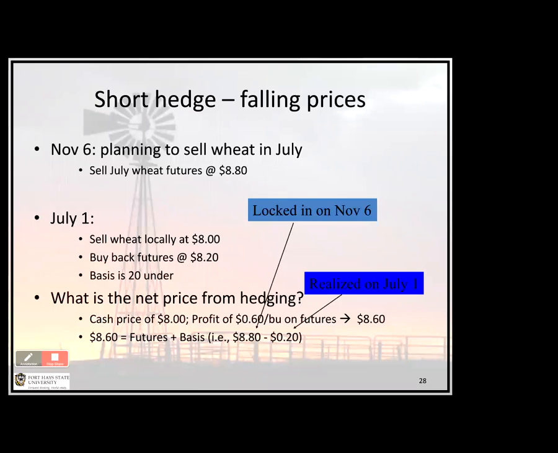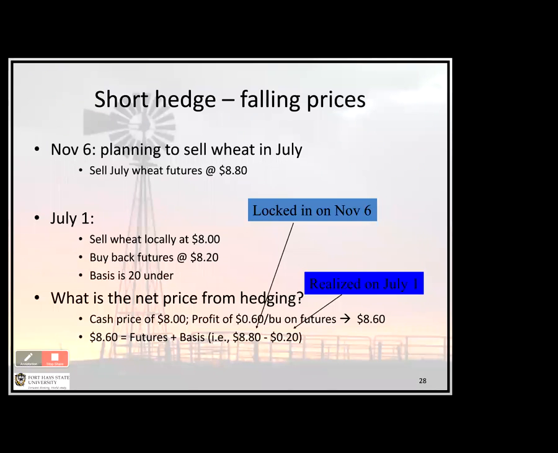Yes, we need to grow the wheat too, kind of ignoring that fact. We can talk about insurance and things like that, so let's ignore that. But once we lock this price in, this is the only thing we care about from that point on as far as determining our net price.